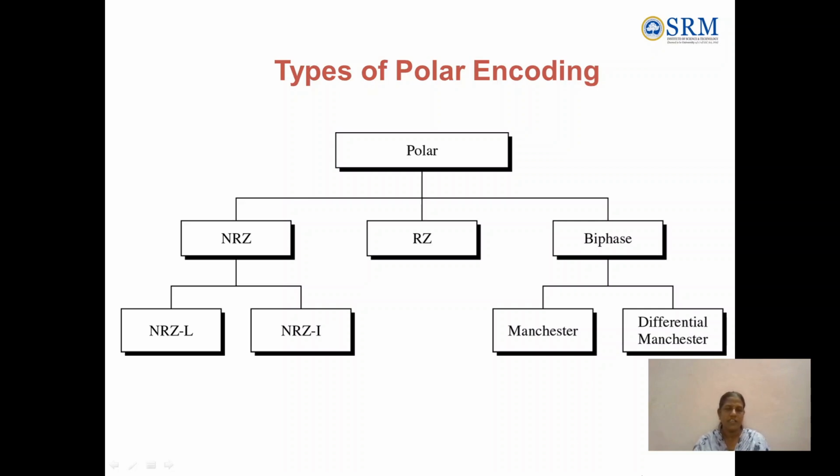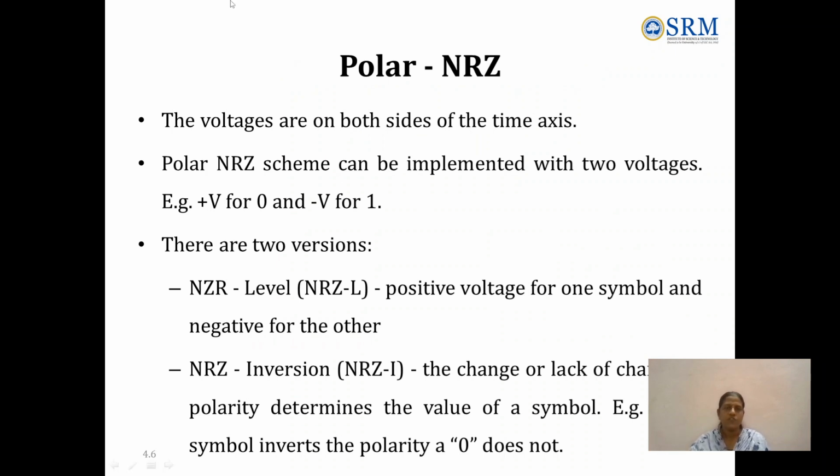First, let us get into non-return to zero. In non-return to zero, we can represent voltages on both sides of the time axis, whereas in unipolar, we saw that it lies only on the upper side, the top of the x-axis. Now we are going to see the polar non-return to zero scheme. It can be implemented with two voltages. We could represent 0 as a positive voltage and 1 as a negative voltage.